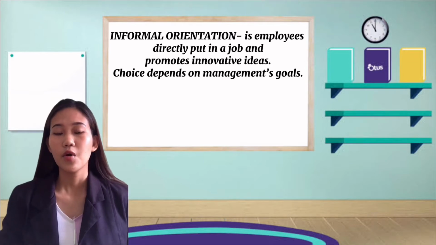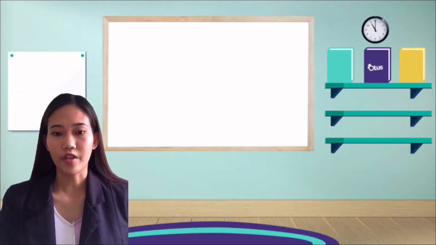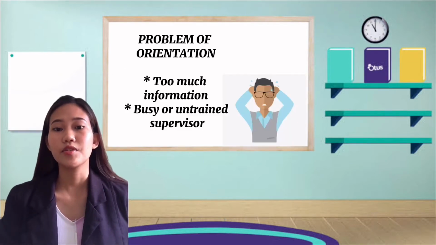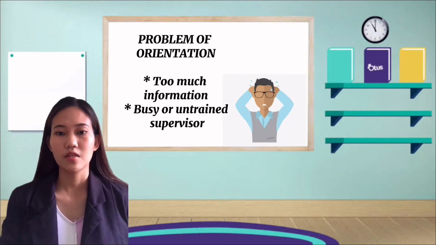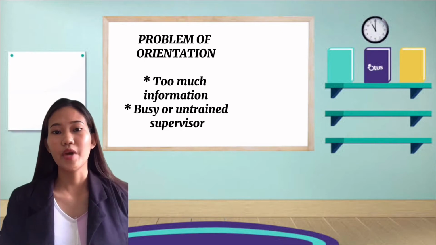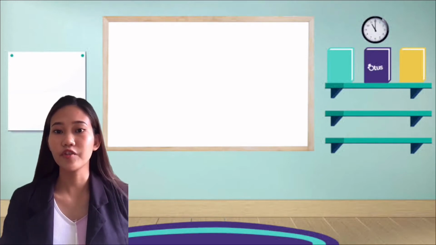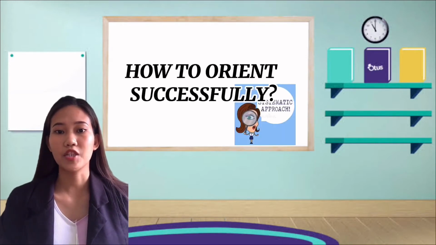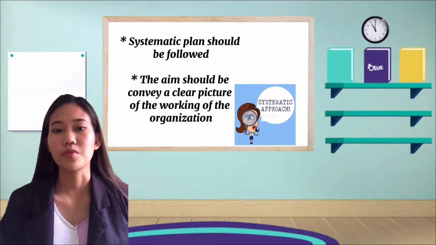Next is, what are the problems of orientation? This includes too much information, and a busy or untrained supervisor. In order to have a successful orientation, first, a systematic plan should be followed. The aim should be to convey a clear picture of the working of the organization.